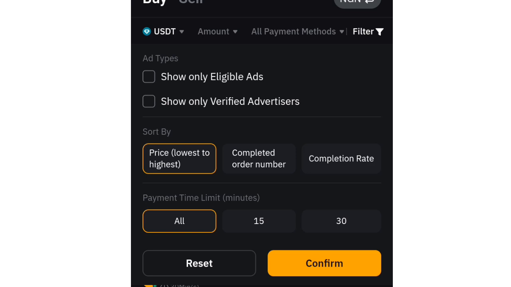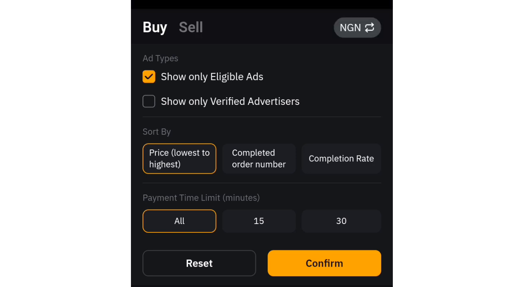The reason is because in this method of trading, we want to buy at a low cost and then we sell it high, just under 10 minutes. We are not going to be ticking show only verified advertisers because verified advertisers, their cost and their rate used to be very high. So we are going to click on show only eligible ads. So we click confirm.